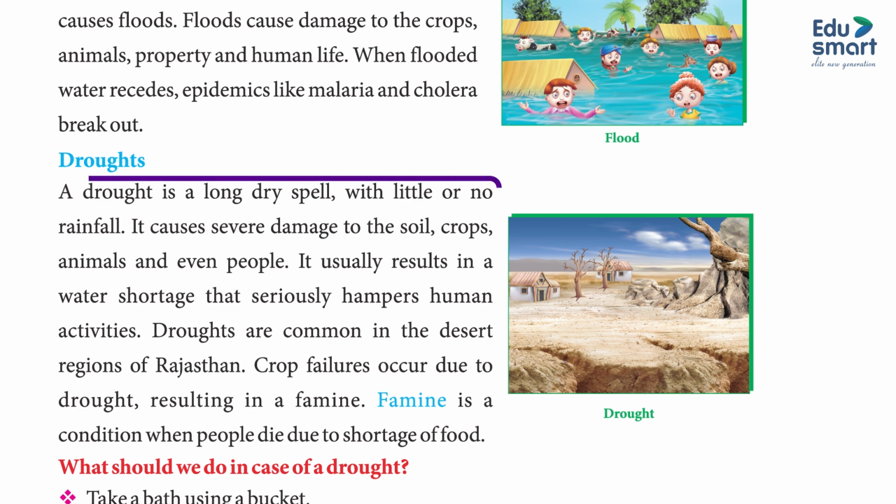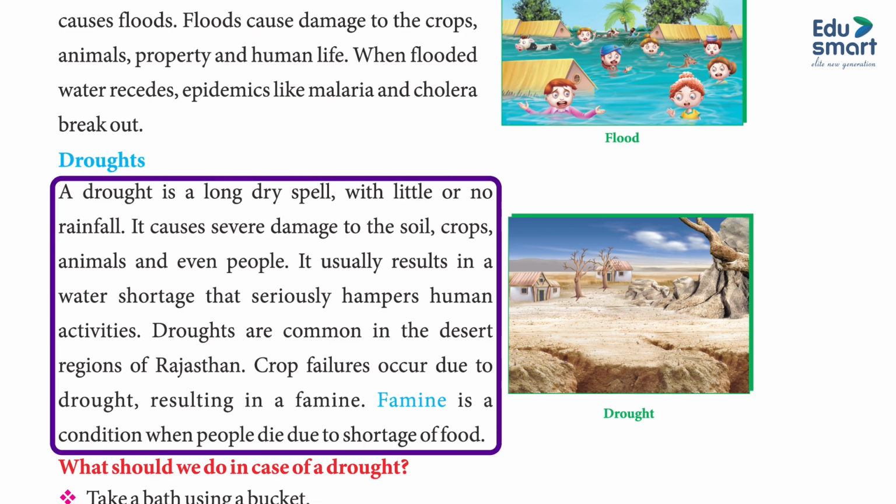Droughts. A drought is a long dry spell with little or no rainfall. It causes severe damage to the soil, crops, animals, and even people. It usually results in a water shortage that seriously hampers human activities. Droughts are common in the desert regions of Rajasthan. Crop failures occur due to drought, resulting in a famine. Famine is a condition when people die due to shortage of food.